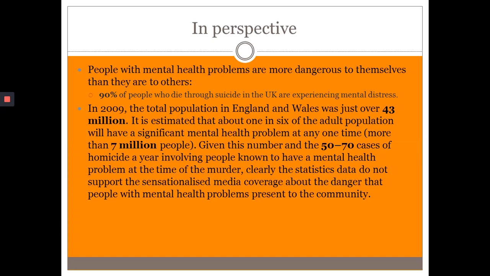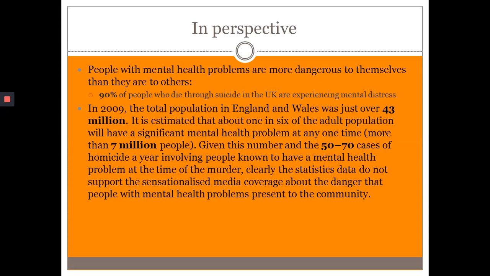Flashing back to 2009, the population of this country back then was 43 million. It's much higher now. At the point of 2009, it was estimated that 1 in 6 adults had a significant mental health problem at some stage. That doesn't mean that they all had their significant mental health problem at exactly the same minute in time, but at some point in their adult life, they would go on to experience a mental health problem. So that translates as just over 7 million people. 7 million people with a problem.